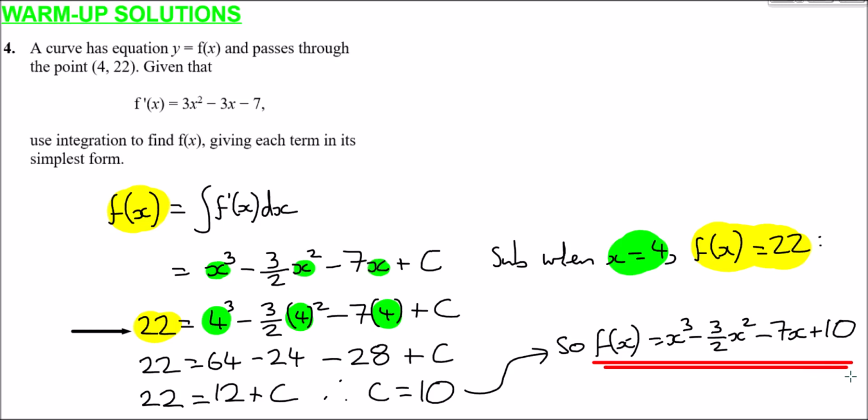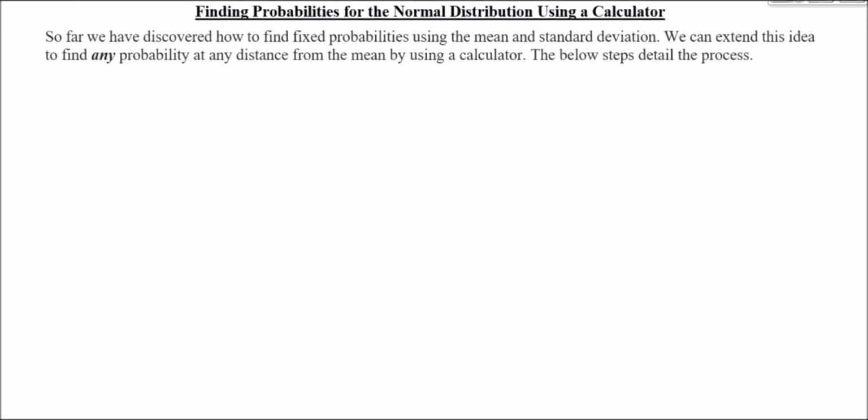So let's now think about the normal distribution again, and in particular how to calculate any probabilities using the calculator. So how do we do this for the normal distribution? So far we've discovered how to find fixed probabilities using the mean and standard deviation, but this can be extended to find any probability at any distance from the mean by using a calculator. So using the Classwiz, here are the steps in detail.